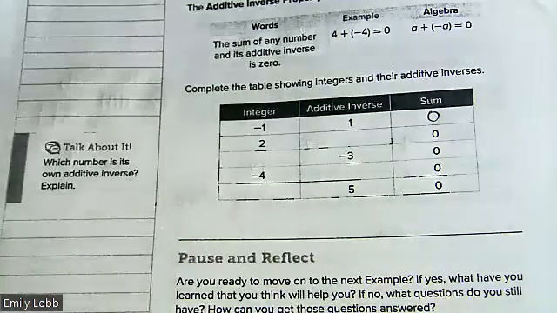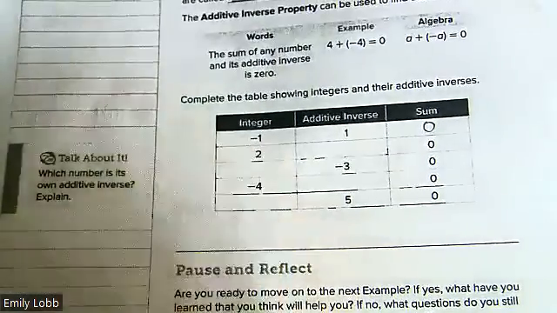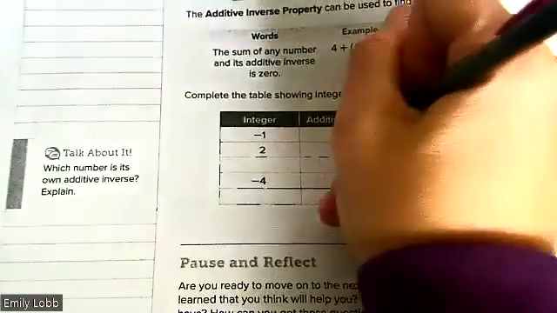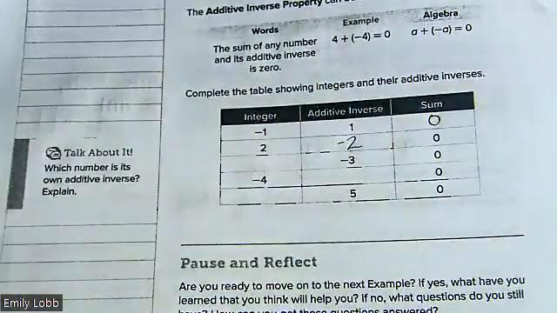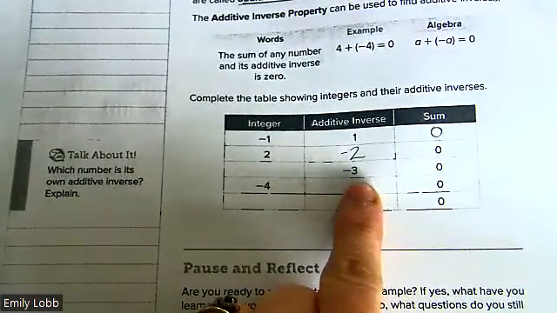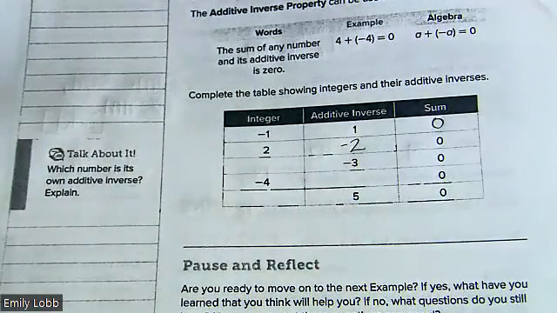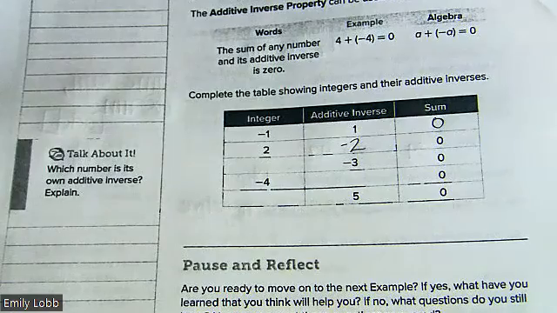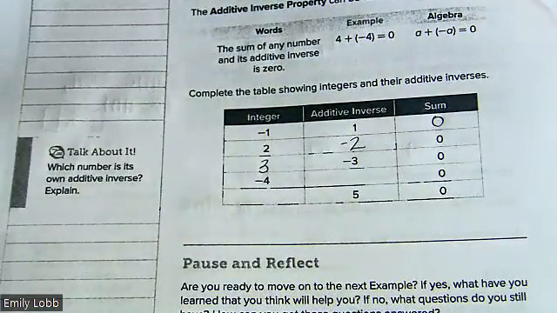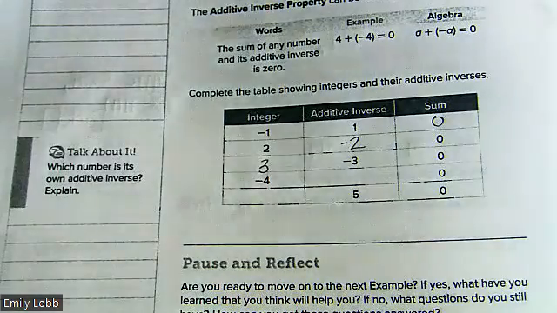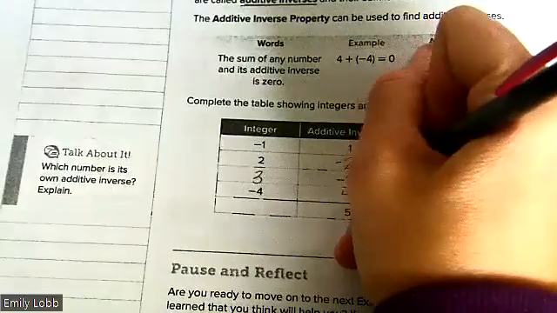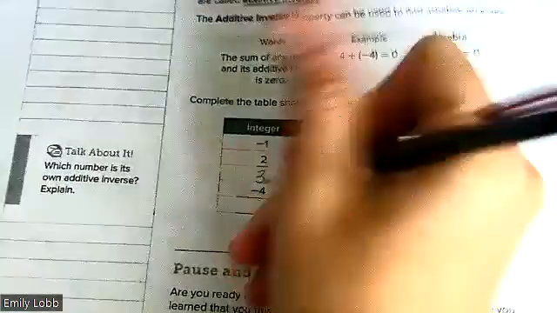If I was given the integer 2, what would be the additive inverse of 2? Excellent, negative 2. Because 2 plus negative 2 does add up to 0. If I was told the additive inverse is negative 3, what would be the original integer? 3. Excellent. If I was told the integer is negative 4, what would be the additive inverse? We're just taking the opposite. What's the opposite of negative 4? 4. What's the opposite of 5? Negative 5.